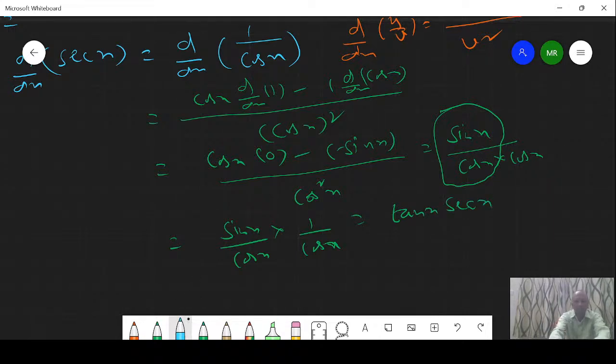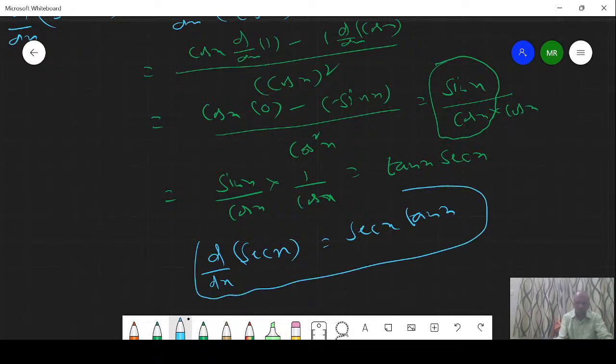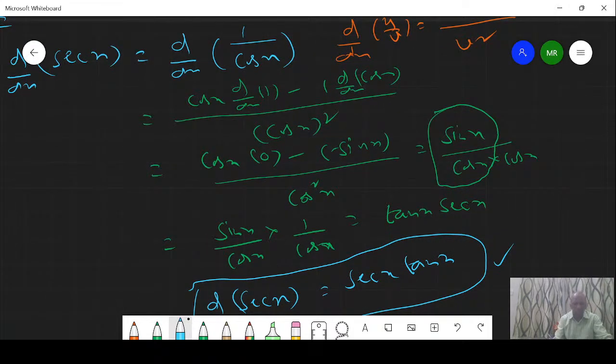So finally I can conclude that d by dx of secant x is equal to secant x tan x. This is the result we just learned. Like this, d by dx of secant x is secant x tan x. You observe here, this is the derivation of secant x tan x.